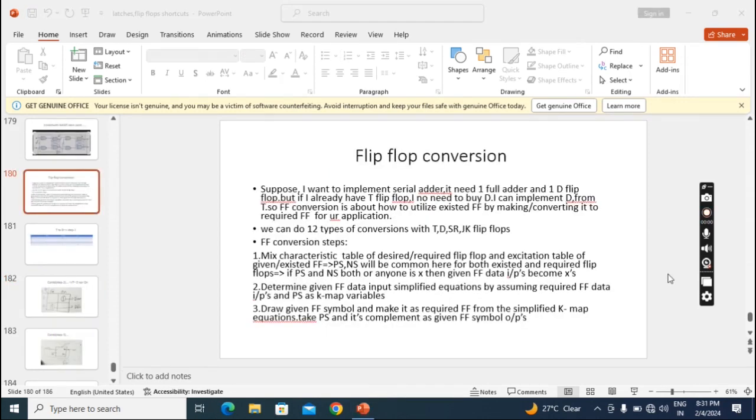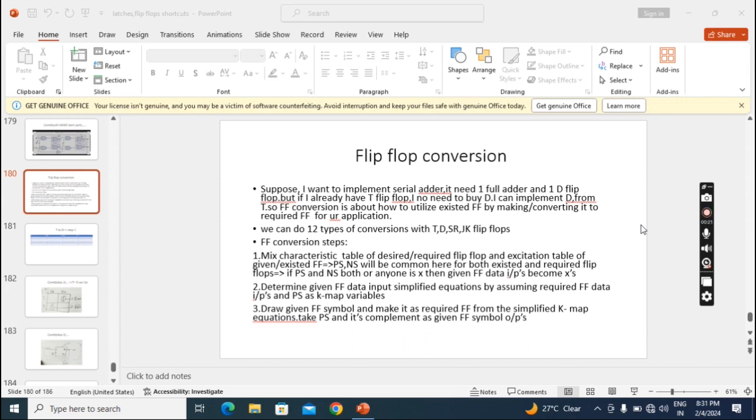In this lecture, we'll discuss flip-flop conversion, the necessity of flip-flop conversion. That is, why we are doing conversion, and we will also discuss the flip-flop conversion process, the steps. Okay. First we'll see the necessity.